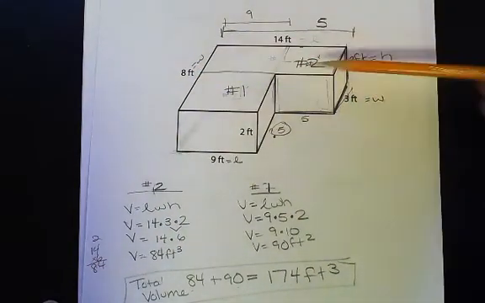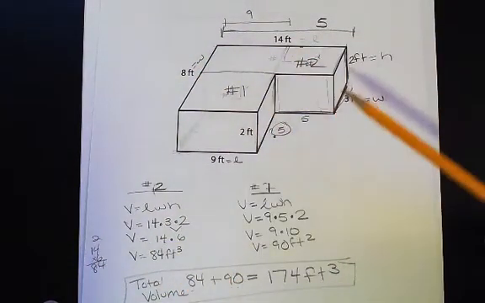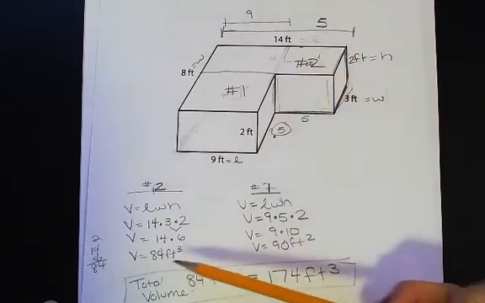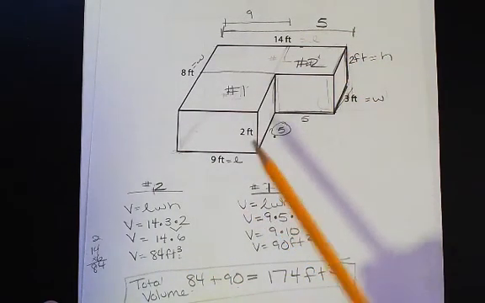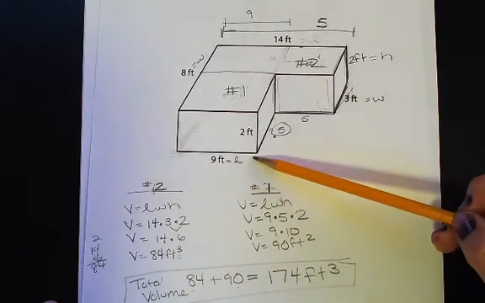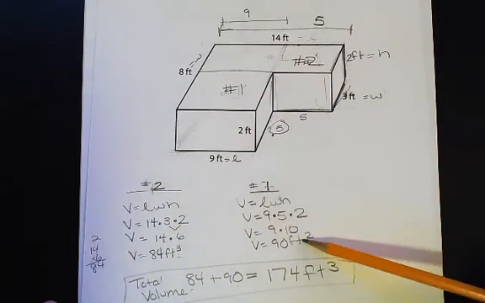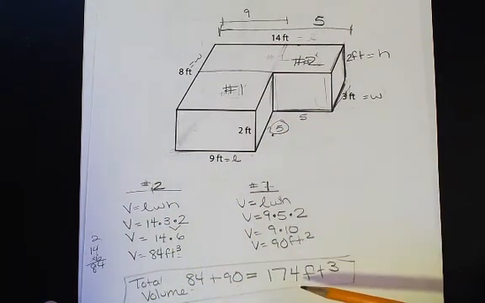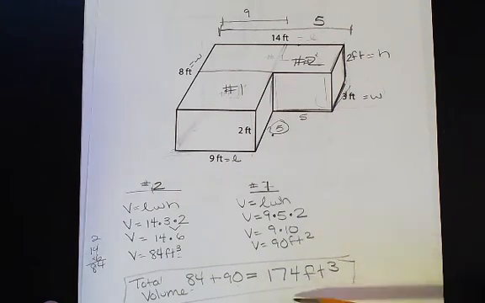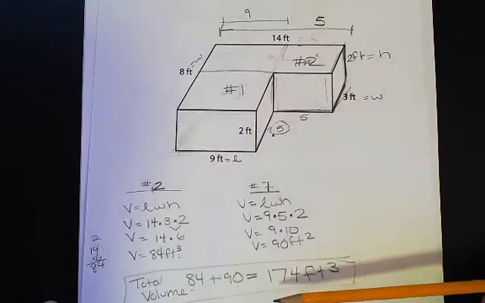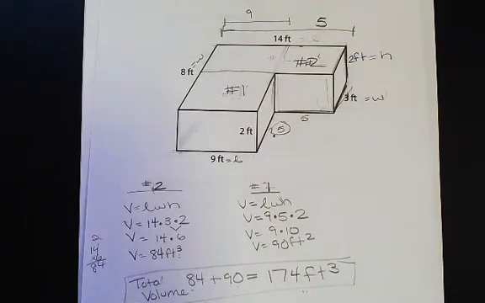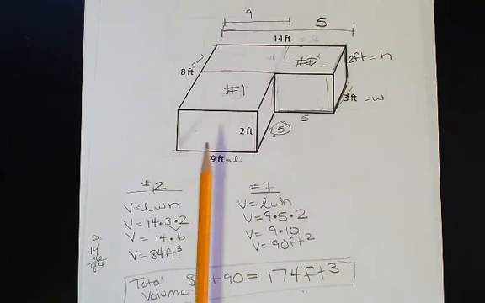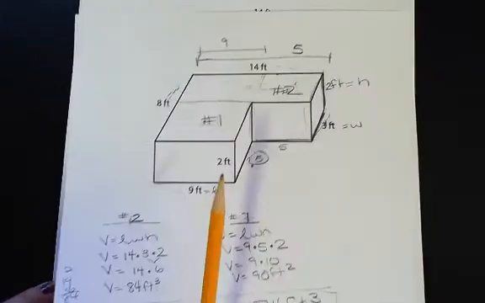Just so it's clear for you guys, shape number 2 was that longer one right here. So I did the 14 multiplied by my 3 multiplied by my 2, and I got 84. And then in this one, I did the 9 by 5 by my height of 2, and I got 90. And even though it was a slightly different approach, I added those together, and that was another way where I ended up with my volume being 174 feet cubed. So that's how we can approach that first example right there.